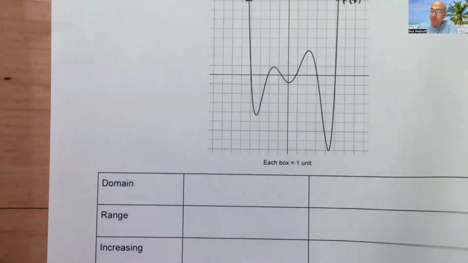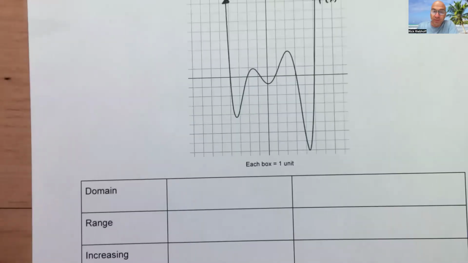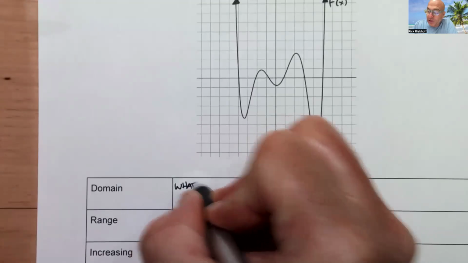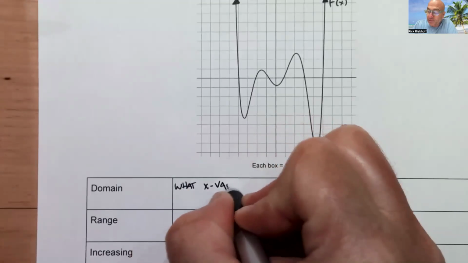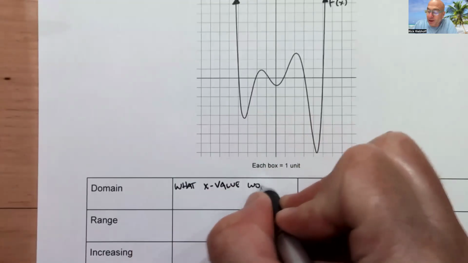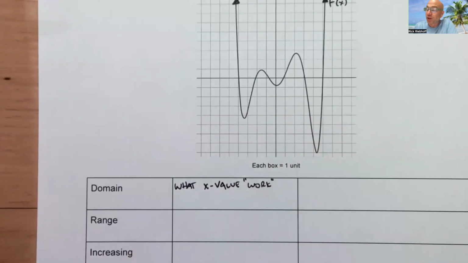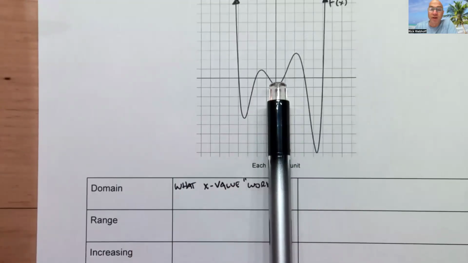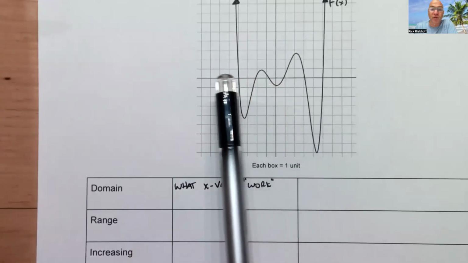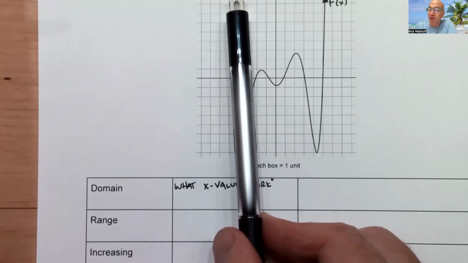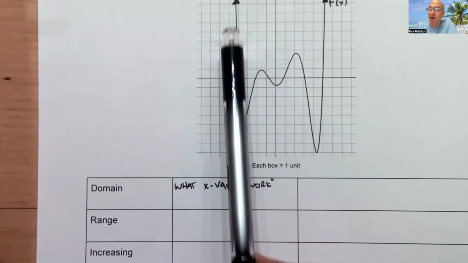Okay? So when we're talking about domain, it means what x values work. Okay? I'm going to put that in parentheses. What x values are in play? Let's start at the origin and go to the left. Do you think this eventually goes forever to the left? I think so. Looking at this arrow, it doesn't look like it's going to come back on itself.